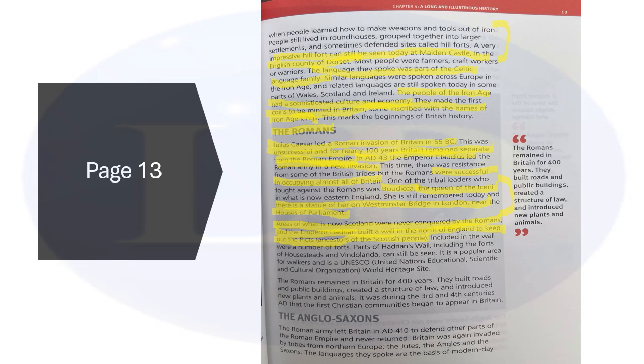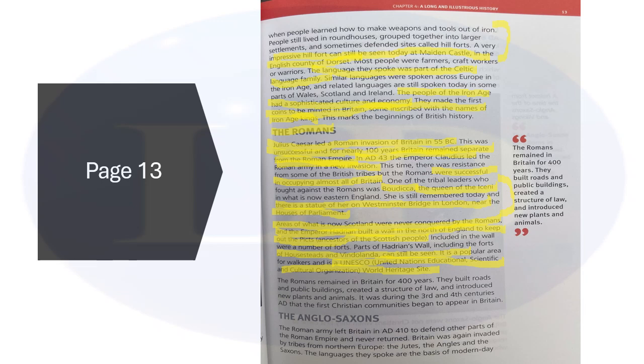Included in the wall were a number of forts. Parts of Hadrian's Wall included the forts of Housesteads and Vindolanda that can still be seen, and it's a popular UNESCO World Heritage Site. In that wall there were different forts where they used to have security guards or army, to protect the wall and to see that nobody tries to go to the other side of the wall.